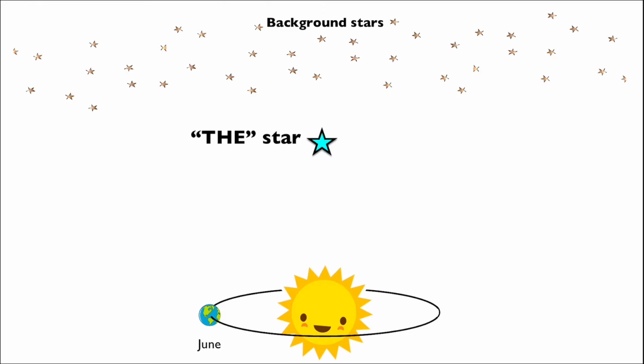Now, this blue star is located very, very far away, so far that whether we measure the distance from the Sun or from the Earth doesn't really make a difference. In fact, most stars are so far away that we usually measure their distances from the solar system rather than specifically from Earth, since the change is so insignificant it could be ignored.